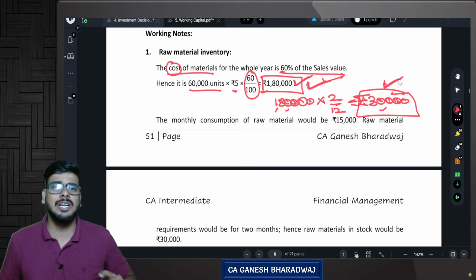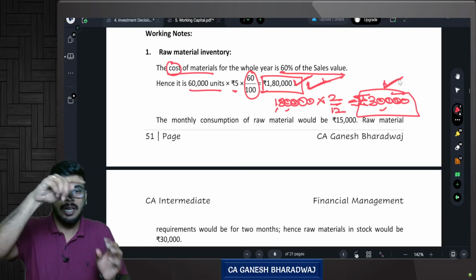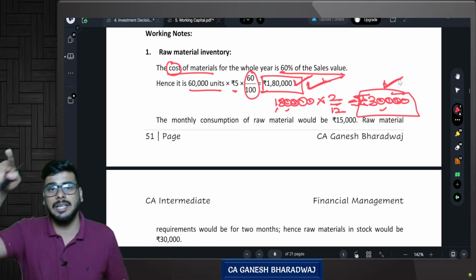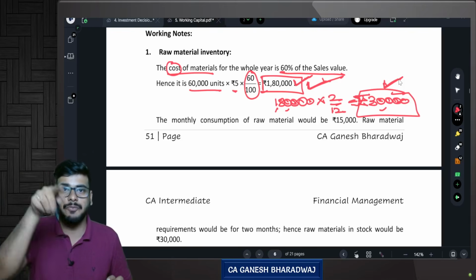It's enough if I just fund for the first working capital cycle. Why? Because if I fund one working capital cycle, obviously it will generate cash. That cash generated from the first cycle can be used for the second cycle. Then the cash generated from the second cycle can be used for the third cycle.